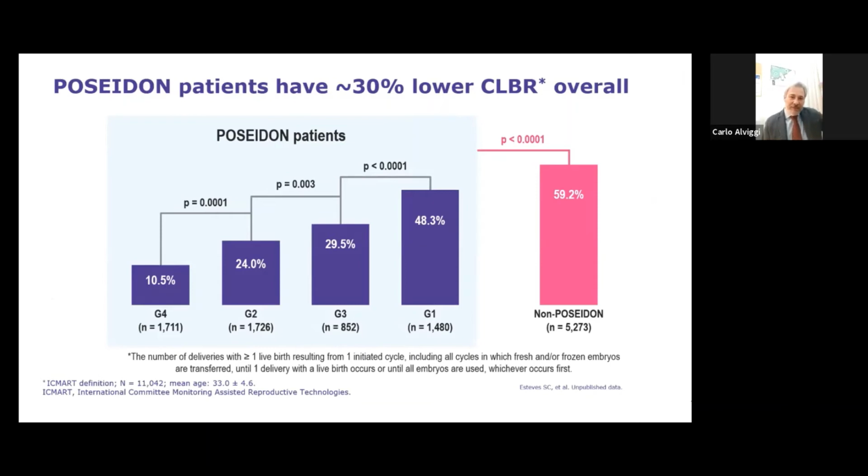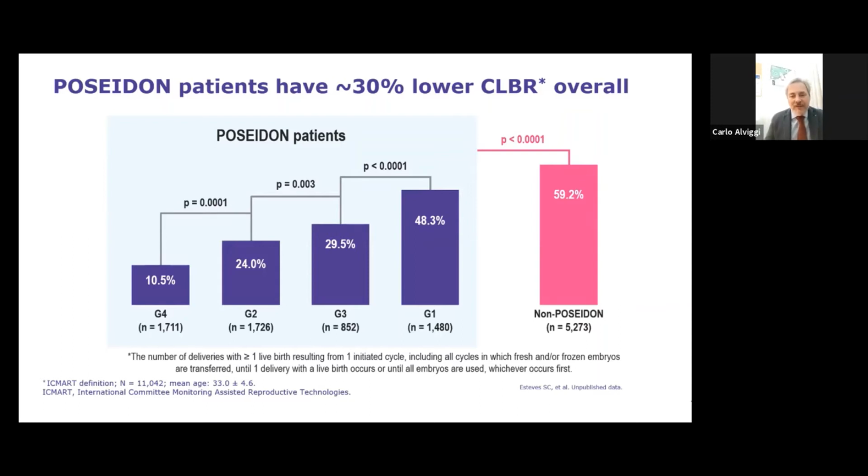This is an intriguing analysis that has been proposed by Sandro Esteves in 3 different countries, with a huge number of observations, having cumulative live birth rate as endpoint. On the right side, you have all good prognosis patients, the non-Poseidon, not fitting the Poseidon criteria. On the left side, you have the 4 Poseidon groups. Altogether, the 4 Poseidon groups perform worse than non-Poseidon. The outcome was lower.